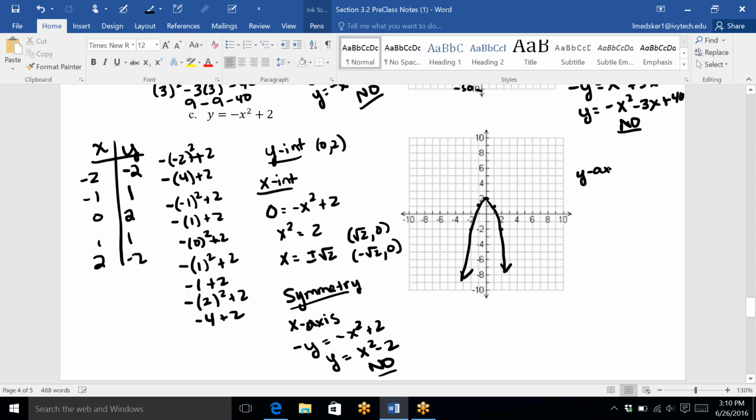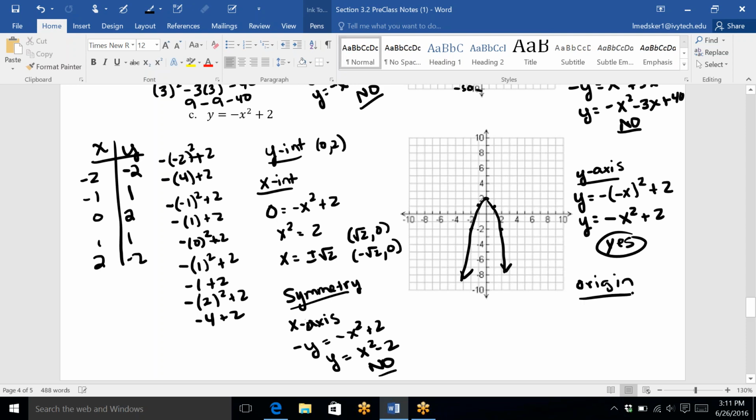Test for y-axis symmetry. Change the x to a -x. Now this is -x squared. You have to do the order of operations. So you square this negative first, so that just makes it positive, but then you have that negative out front. So notice in this case, this is the original equation. Nothing changed by changing that sign because it got squared. So this does have y-axis symmetry.